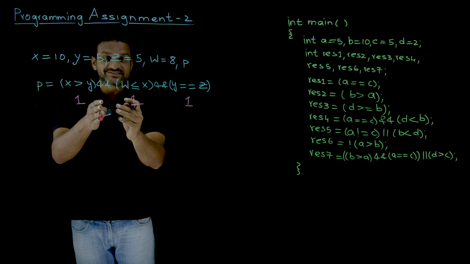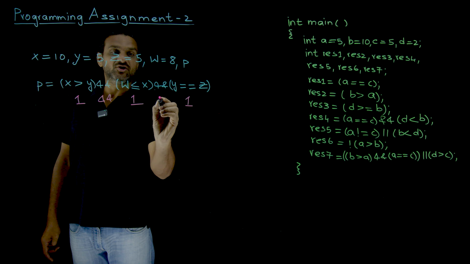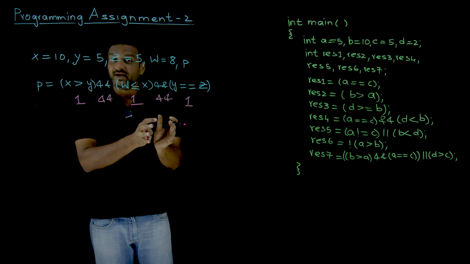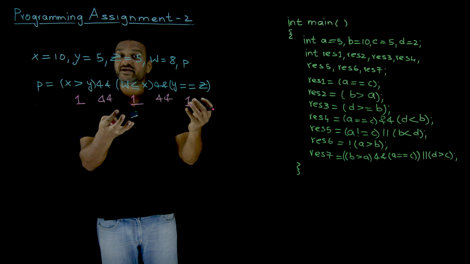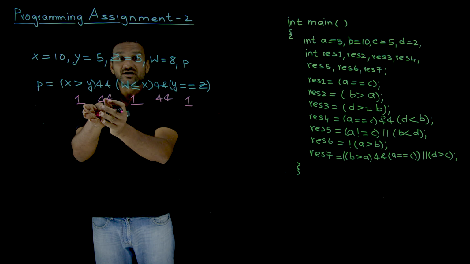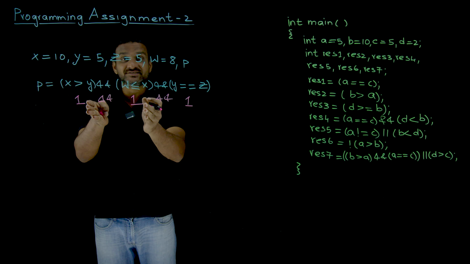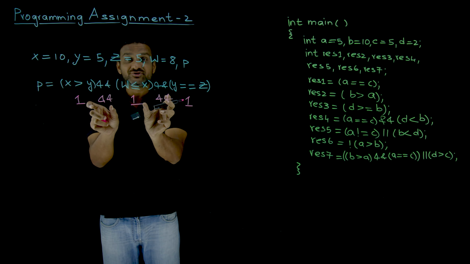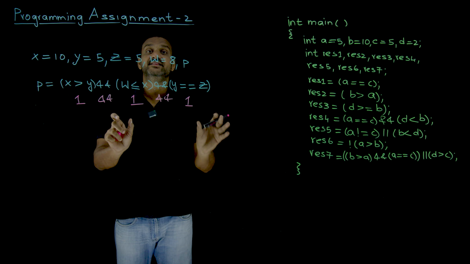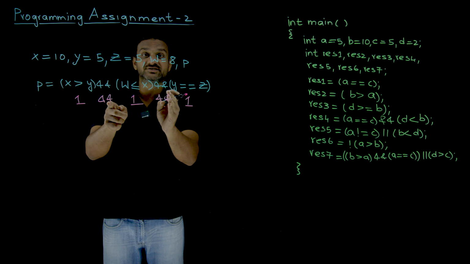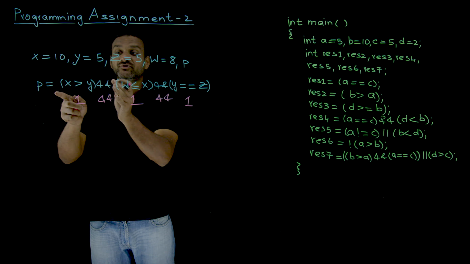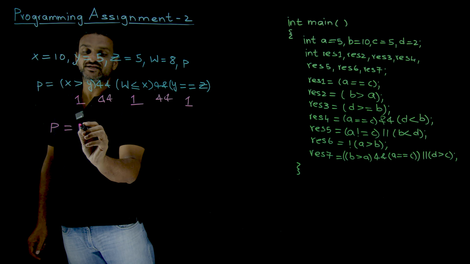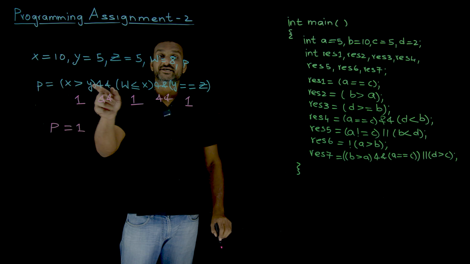Now combining all this with respect to this logical AND operator. So what is the truth table for logical AND? The output is going to be true if all the conditions provided in the expression generate an outcome of 1, then the logical AND is going to generate an outcome of 1. So the output that p is going to store is 1. So this is the output of this expression.